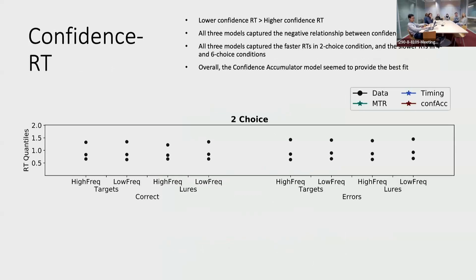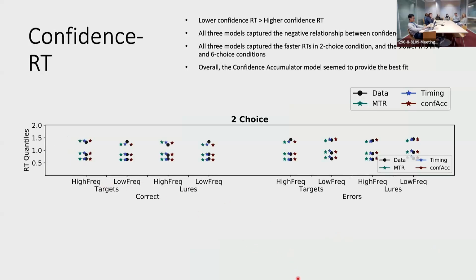So let's take another look at whether the models were able to capture the relationship between confidence and RT. Here we summarize the RT distributions by the 0.1, 0.5, and 0.9 quantiles, which represent the 10th, 50th, and 90th percentiles of the distribution. We further separated the responses into correct and incorrect ones. Again, in the two-choice condition, the fits are quite similar.